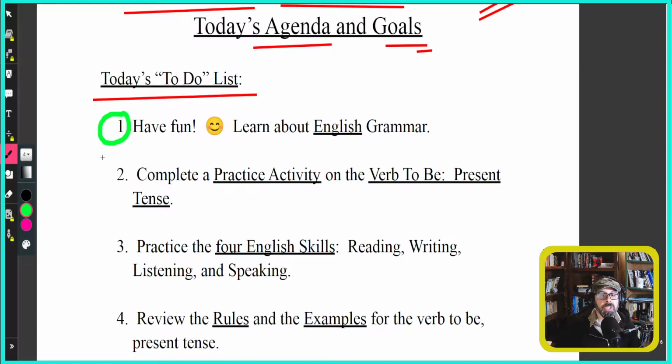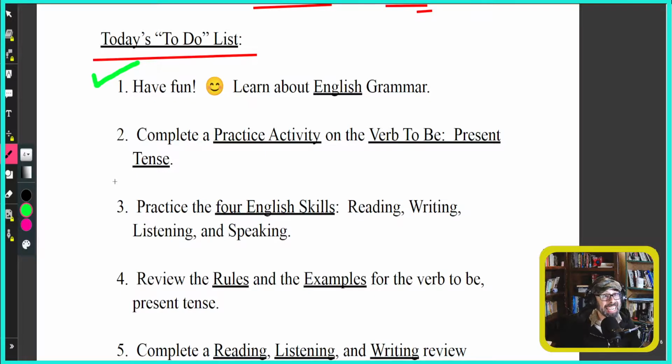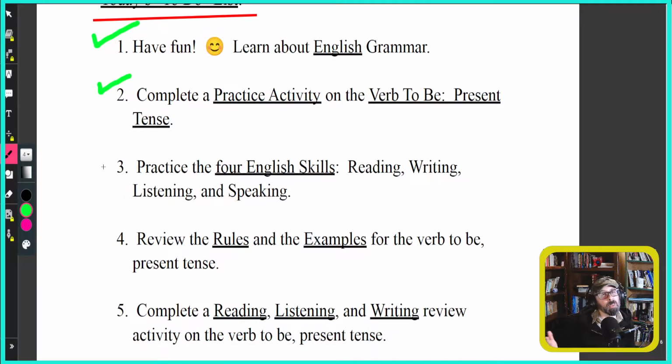Okay, number 1 is to have fun and learn a little bit about English grammar, okay? So we'll make sure that we complete or finish number 1, okay? All right, number 2 is to complete a practice activity on the verb to be, present tense, okay? So we'll practice that together with 2 practice activities and a review. Okay, number 3, we do this in each lesson. We want to practice 4 different English skills. We like to practice reading in English, writing in English, listening in English, and speaking in English. Okay, so we'll work on number 3.